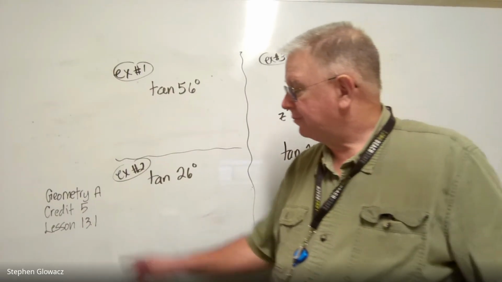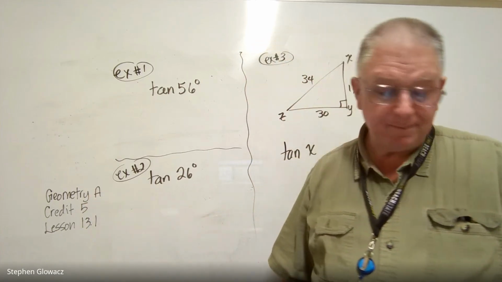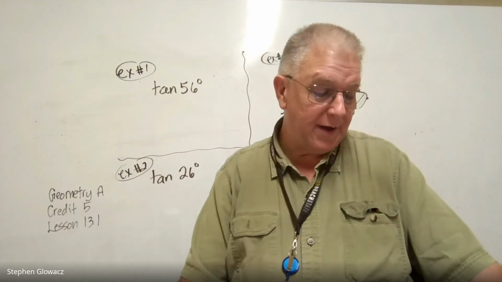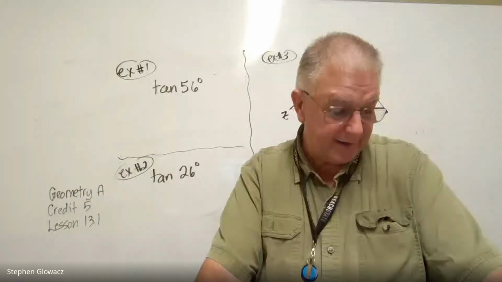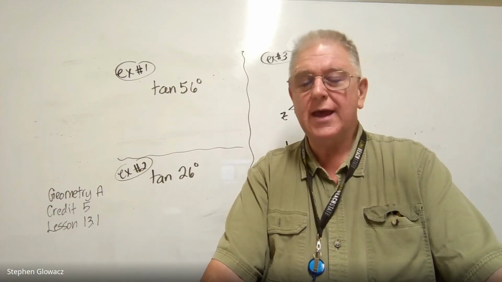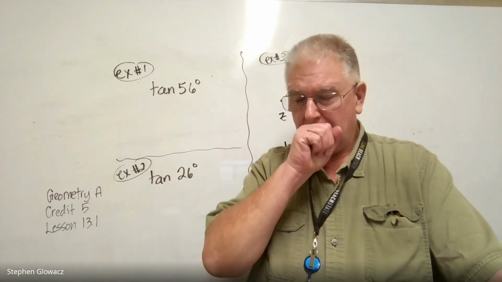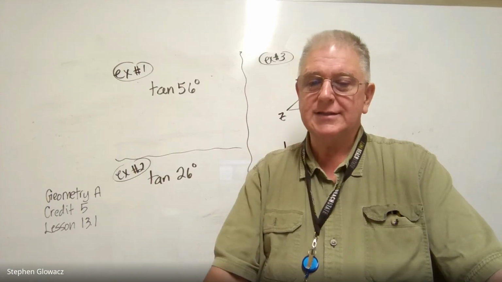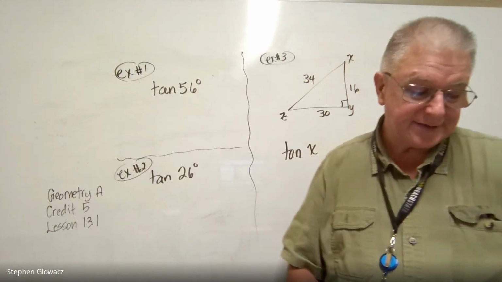These are the examples for Geometry A, Credit 5, Lesson 13.1. All right, Lesson 13.1, we're starting our trigonometry credit, and we're going to be focusing on tangent. There's three trigonometric ratios that we're going to be talking about over the next couple lessons. First one's going to be tangent, and then we'll be dealing with the other two in the next lesson.